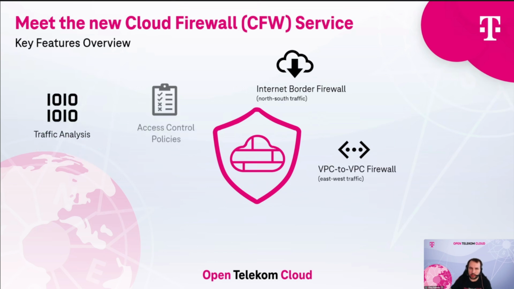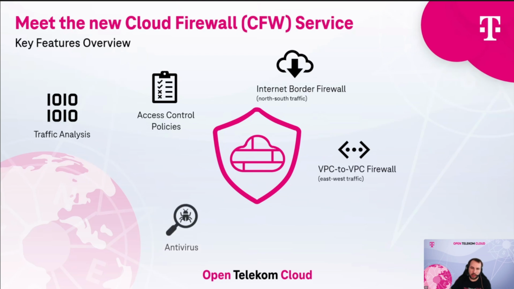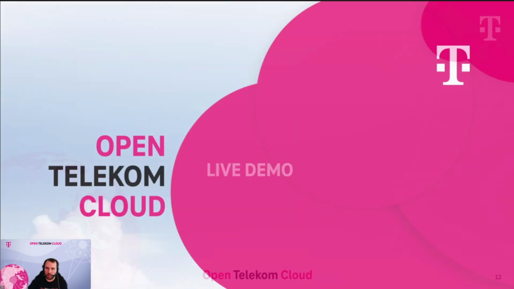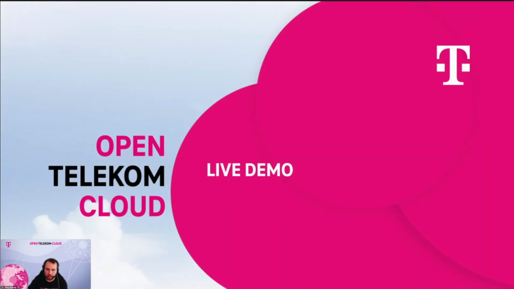Next is traffic analysis and access control policies. You can see where your traffic is coming from and going to, and you can, of course, block and allow it based on 5-tuple access policies. Then we have antivirus and intrusion prevention mechanisms, which will be shown later also live. Then all of this is aggregated in a security dashboard, and of course there are alarms, so you will be notified if there are attacks or even unprotected IP addresses. With that, let's stop the PowerPoint for now and go into the system. So I switch to our console.